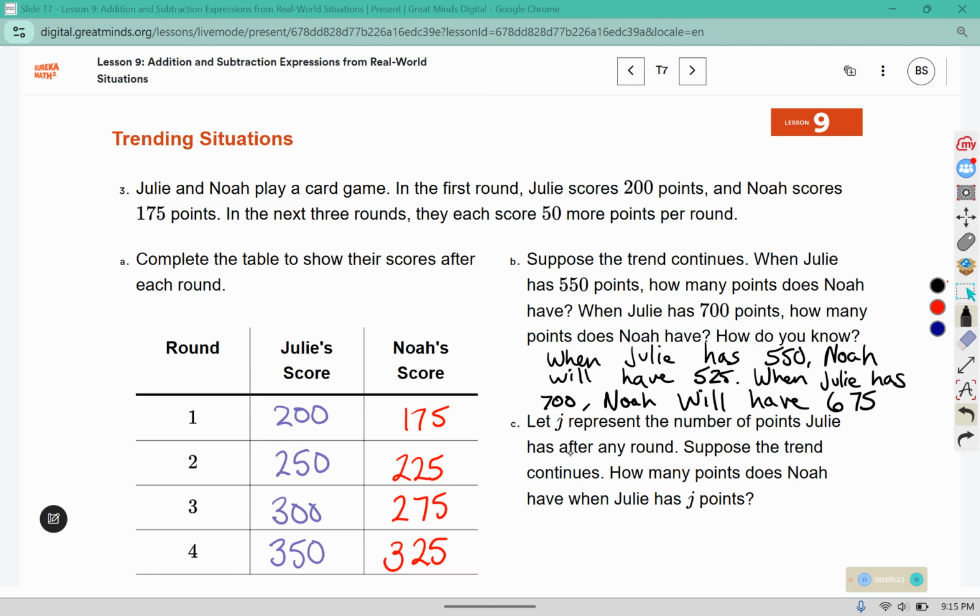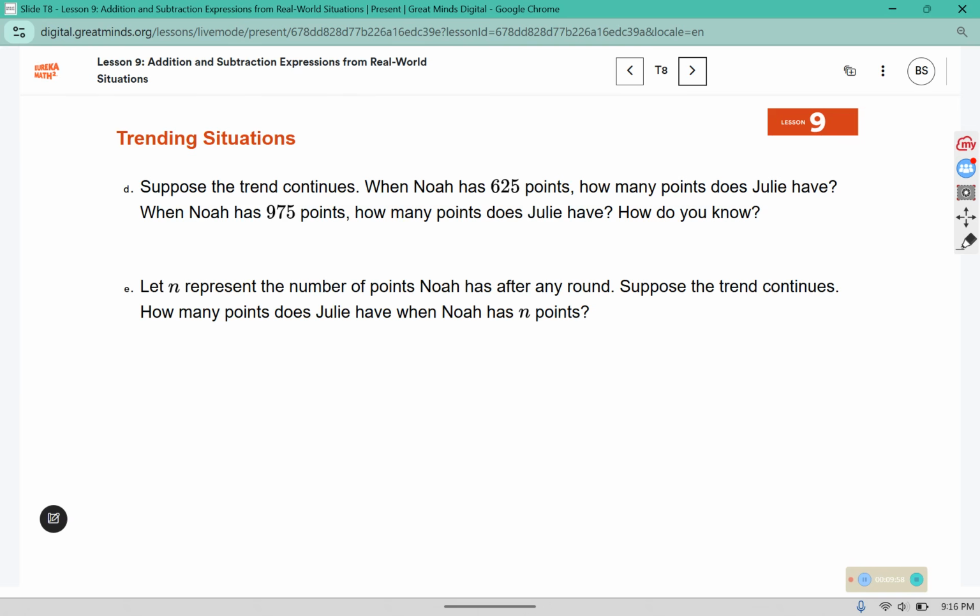Let J represent the number of points Julie has after any round, and suppose the trend continues. How many points does Noah have when Julie has J points? So we're basing Noah's expression off of Julie. So it's Julie's amount, but he always has 25 less than she does. We wouldn't want to create a new expression using N because we want to compare it to Julie's score. Suppose the trend continues. When Noah has 625 points, how many does Julie have? Well, Julie always has 25 more.